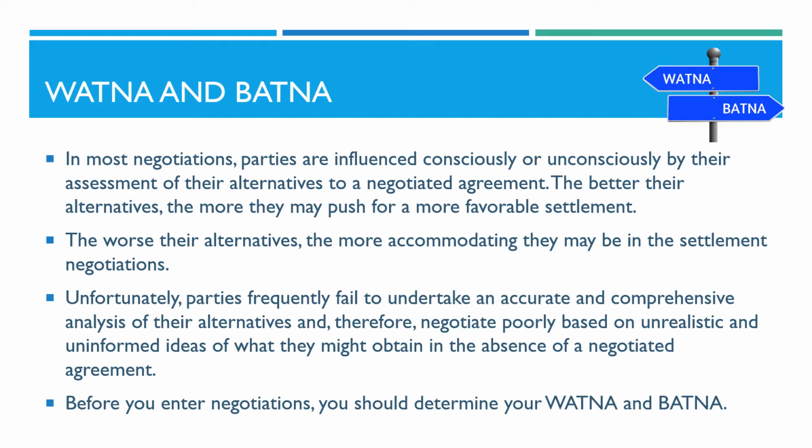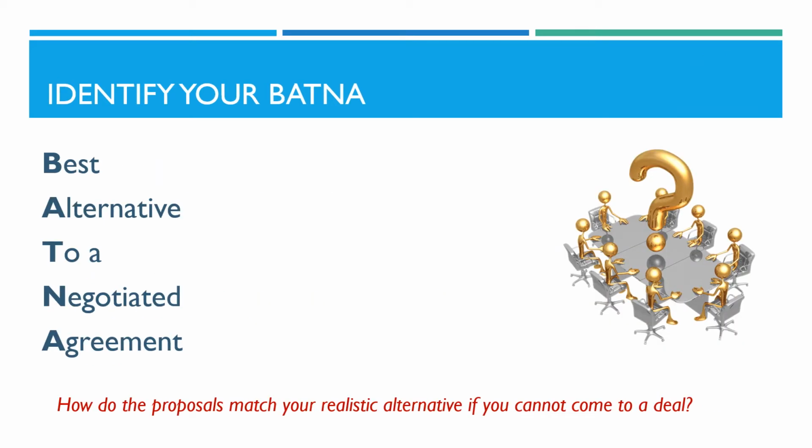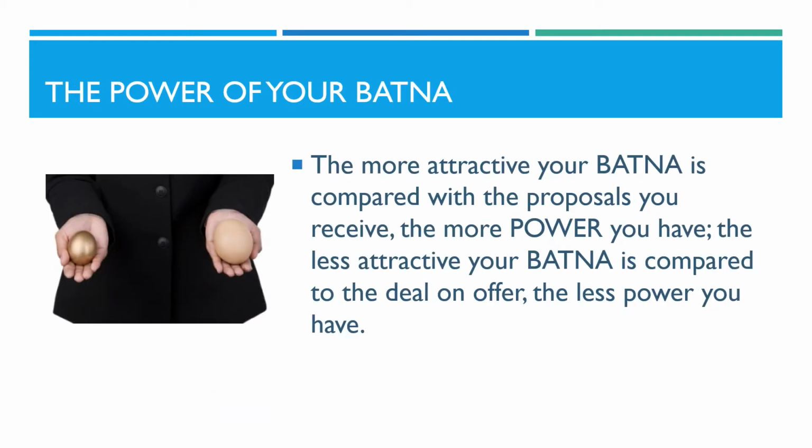Before you enter negotiations, you should determine your WATNA and BATNA. To identify your BATNA, the best alternative to a negotiated agreement, ask yourself, how do the proposals match your realistic alternative, if you cannot come to a deal? The more attractive your BATNA is, compared with the proposals you receive, the more power you have. The less attractive your BATNA is compared to the deal on offer, the less power you have.